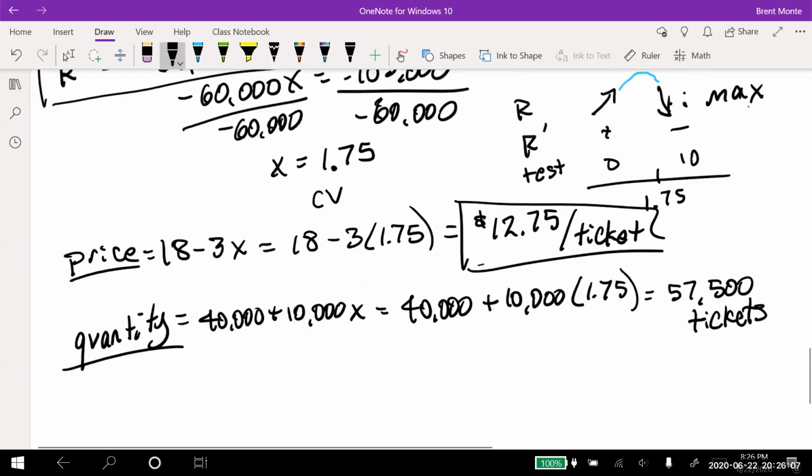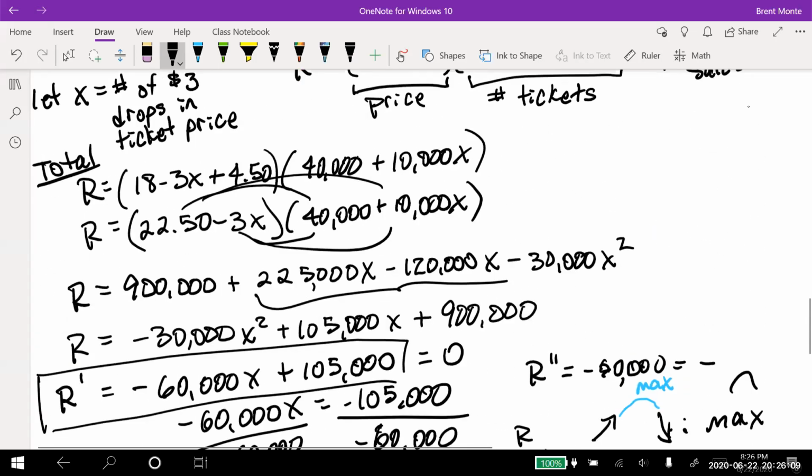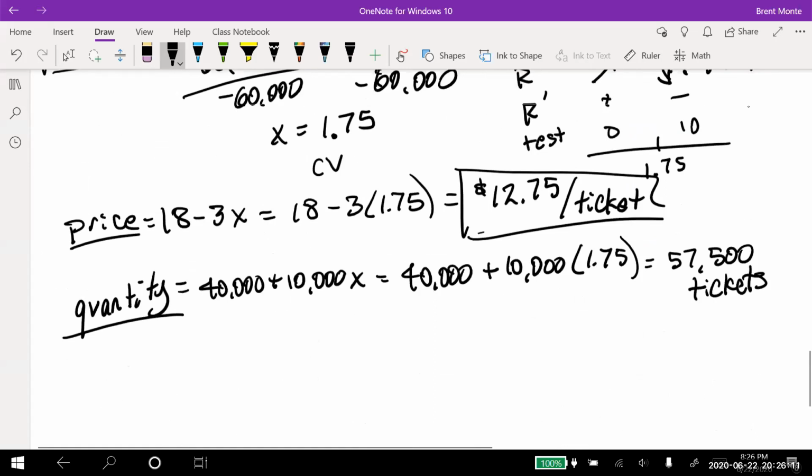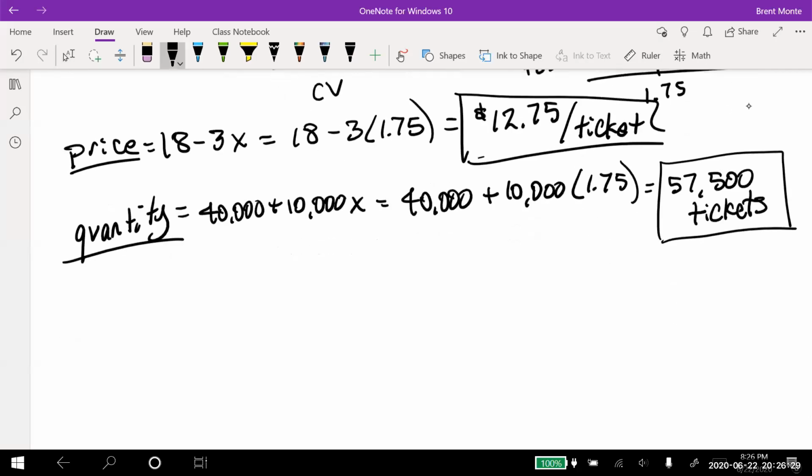Well, how many tickets did I sell before? 40,000 tickets. So now I'm going up to 57,500. We better hope that our stadium can fit 57,500 people. Otherwise, I shouldn't have lowered the price that much. So that's it. We found the price and we found the number of tickets sold. If we wanted to know the profit, it didn't ask for it, but let's find it. Because remember, we were trying to beat that $900,000.